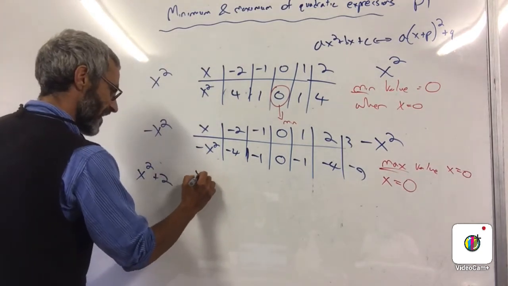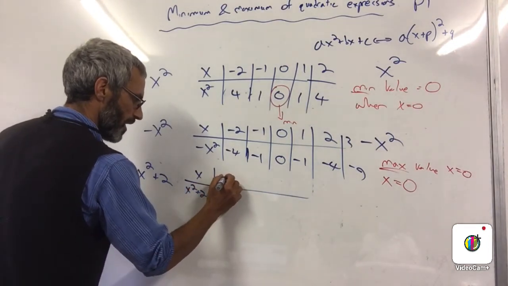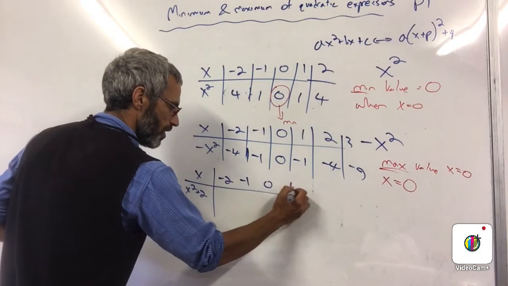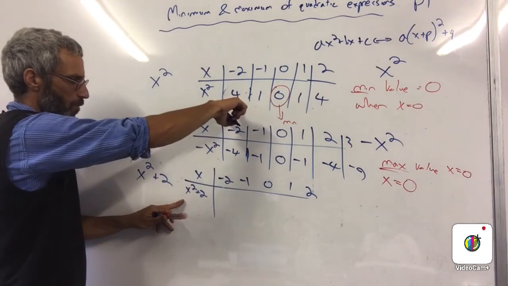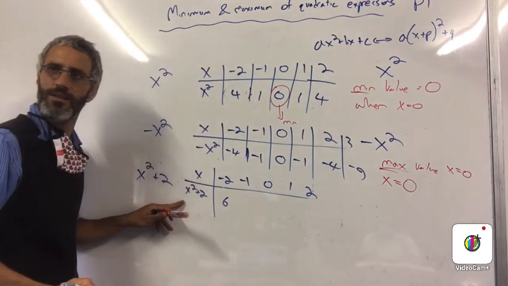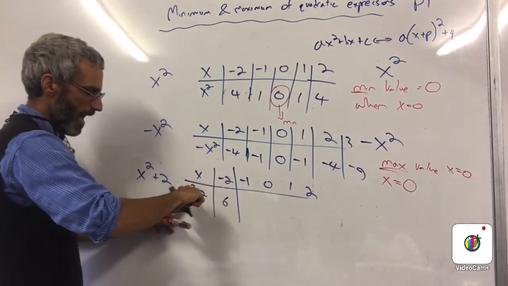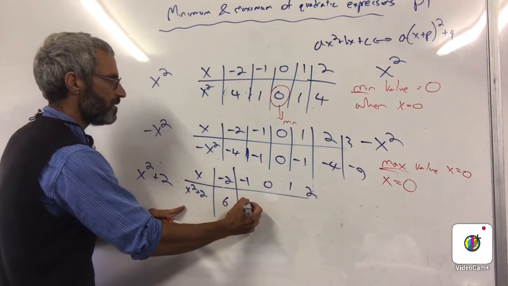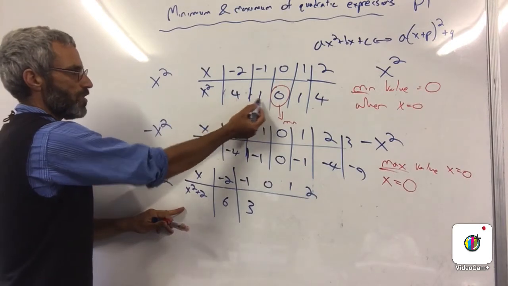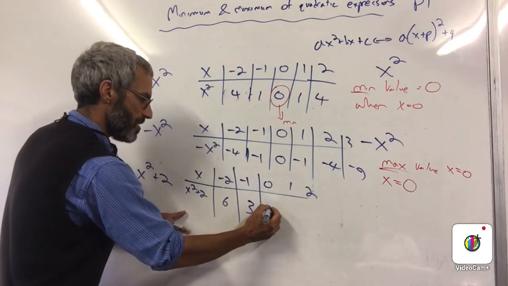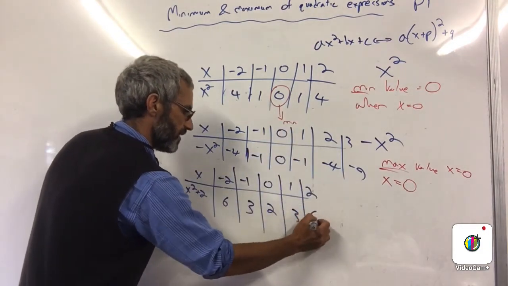So I've got x, and now I'm drawing x squared plus 2. Let's do the same: -2, -1, 0, 1, and 2. If I put -2 squared plus 2, what will I get? 4 plus 2, that will be 6. -1 squared plus 2 is going to be 3. I'm really just adding 2 to each one of these numbers. This one is going to be 2, then this one is going to be 3, and this one is going to be 6.